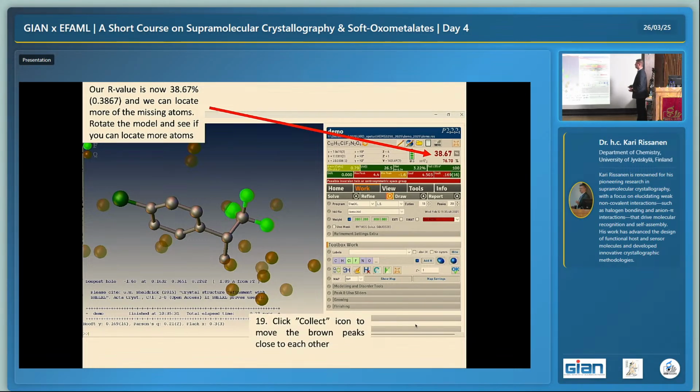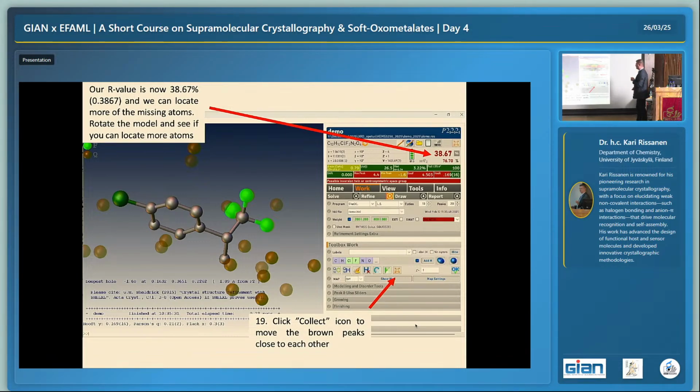So we do this. And now what we can do in here is there is a nice knob, because the point is that the program doesn't know if the electron density is here or if the electron density is here. It just wants to have it, but it doesn't know if they are close by. So this collect knob is really nice because it will look if some of these brown balls, the electron density peaks, are close to each other, and it moves them there automatically.